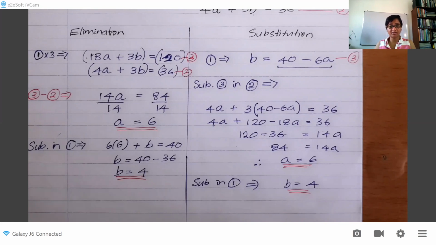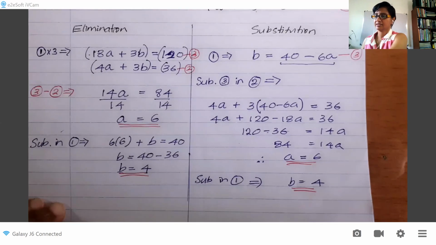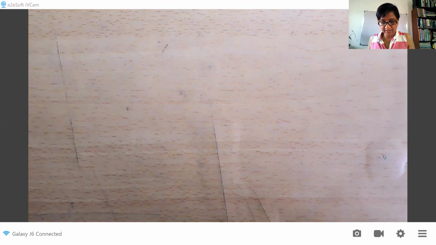This was just recall. Now I'm going to give you a pair of non-linear simultaneous equations. That means one of the equations will have a quadratic. It can even have any other thing. You are just studying here. What if one of the equations is a quadratic? Because we are in the quadratics topic. So let's take non-linear simultaneous equations.